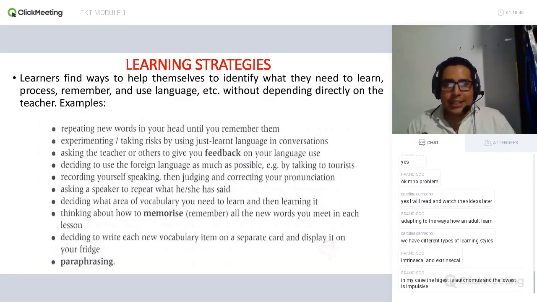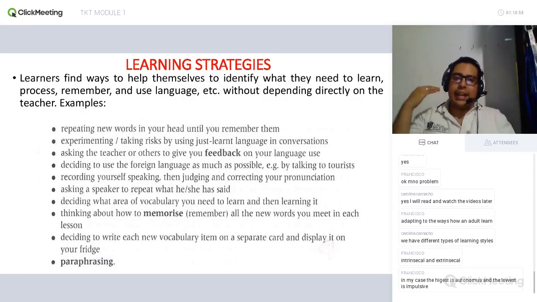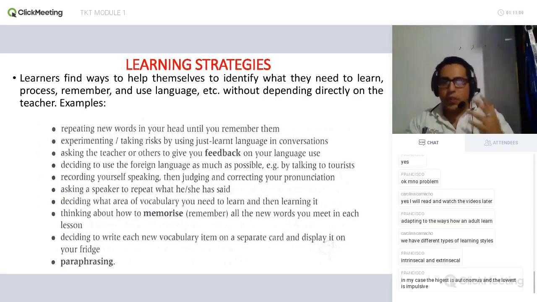The next one, asking the teacher or others to give you feedback on the language you use. There are many students that say, teacher, can you explain us once again? I have understood the topic, but I just want you to summarize what we learned. So you as a teacher need to re-explain and give them the good or bad points of a topic and so on. Okay, deciding to use the foreign language as much as possible by talking to tourists, for example. So they decide if they want to use the language or not. Okay, so this doesn't really depend on us. We make the practice in the classroom, but outside, that depends on them.